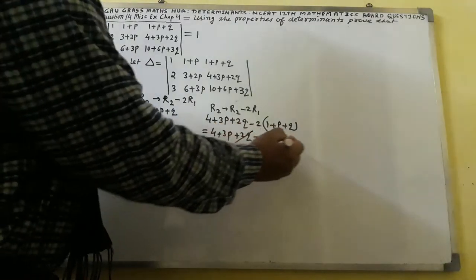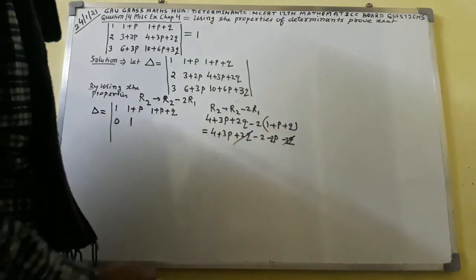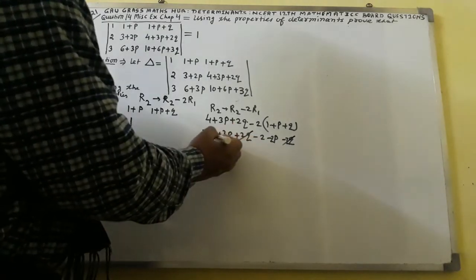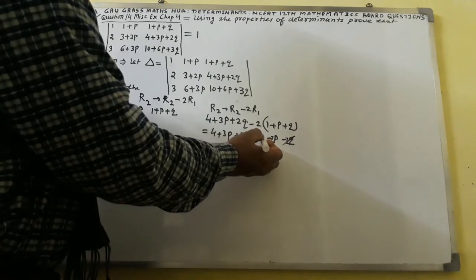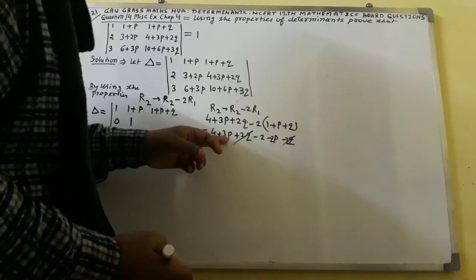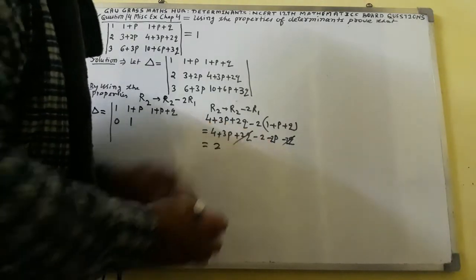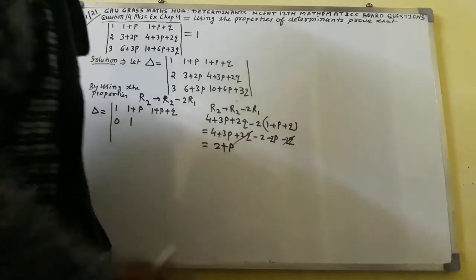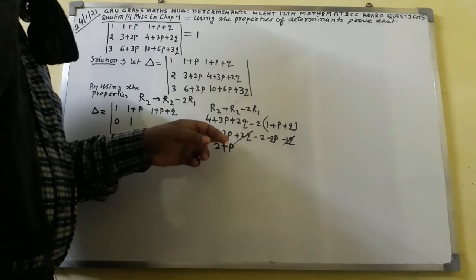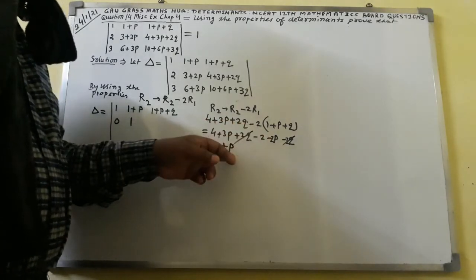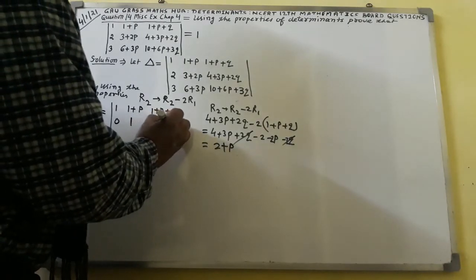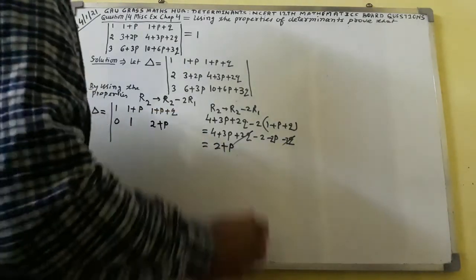So plus 2q minus 2q will cancel out, and also 4 minus 2 comes out to be 2, plus 3p minus 2p comes out to be only p. So here you will get 2 plus p.